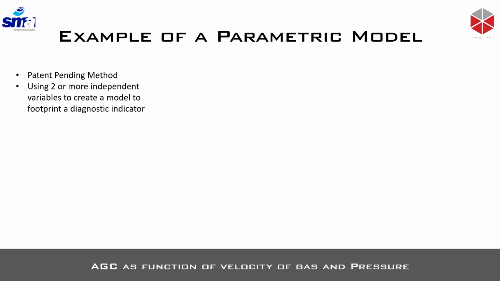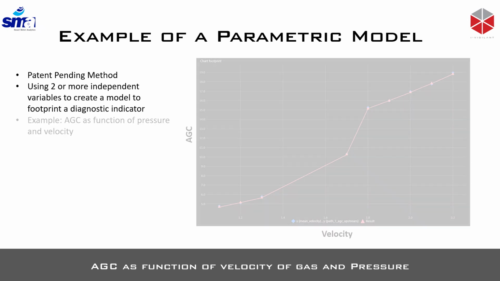Here we want to introduce a new patent pending method. In our new patent pending method, we use 2 or more independent variables to create a model to footprint a diagnostic indicator. In this case, our diagnostic indicator is AGC, and we are using 2 independent variables, which are pressure and velocity, to model our footprint AGC.